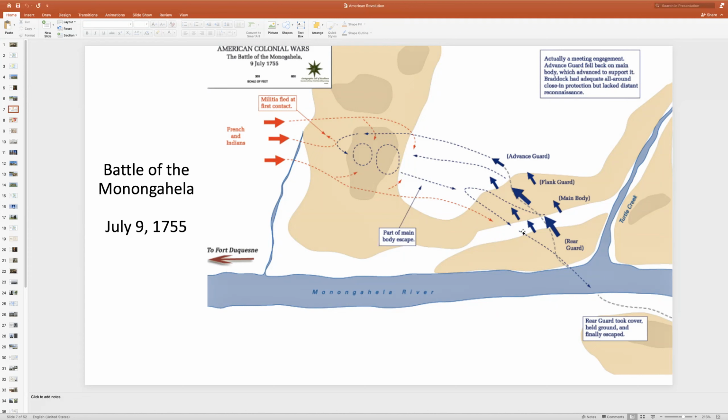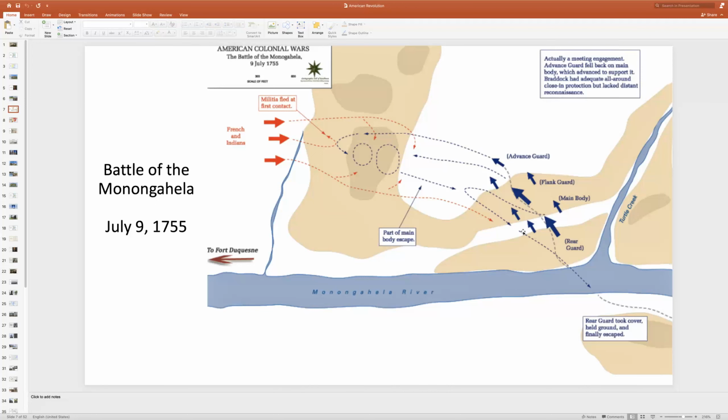Once he is killed, Washington was second in command. So he takes over and he retreats across the Monongahela back to Virginia. So the results here were 100 of the British were killed or wounded, and only 20 of the French killed or wounded. So in their attempts to take Fort Duquesne, they have failed.